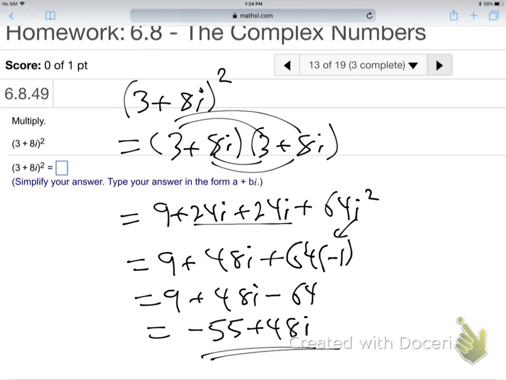Even though it's imaginary. Could you write it the other way too? Yeah. Right, 48i minus 55, totally. Same answer, that's good. Good question. Order never matters as long as they have the right signs in front, exactly. Good, all right.